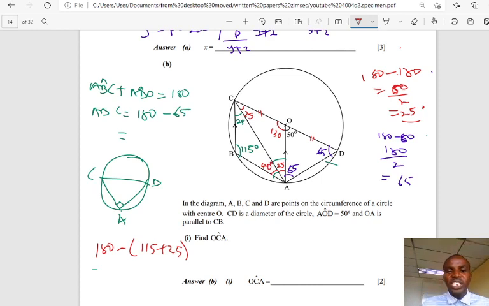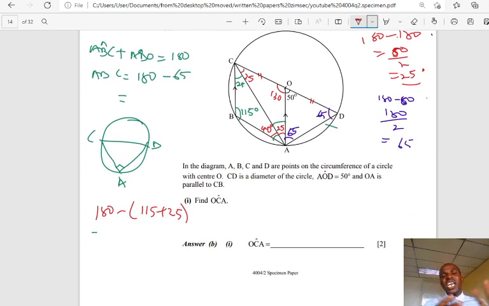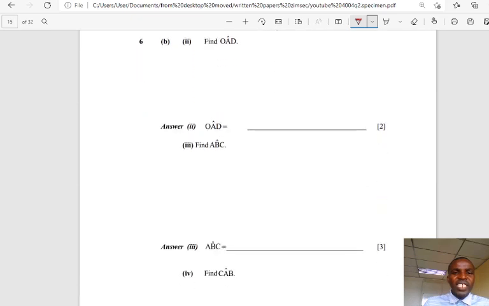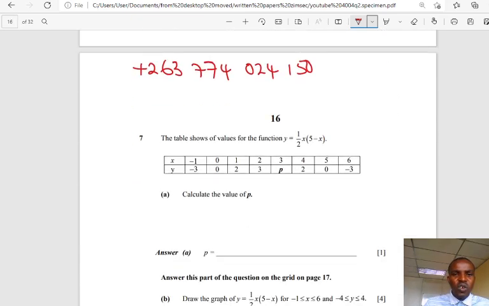Like this, so it's 40 degrees. Then I'm done with all the triangles inside this quadrilateral. Then you just answer the questions which follow. Next, let me move on to the next question.